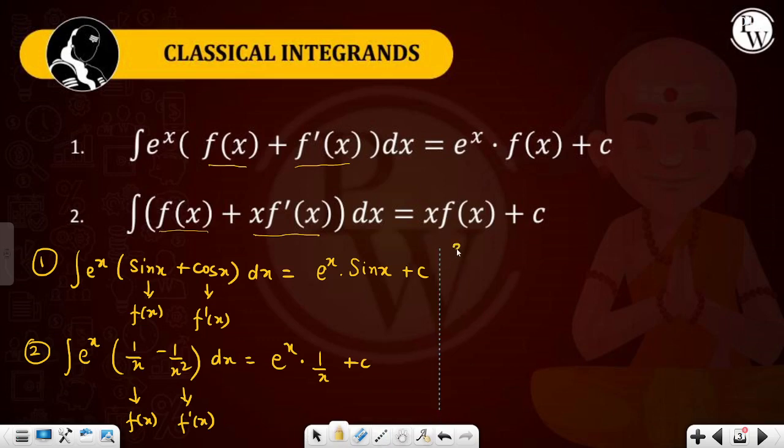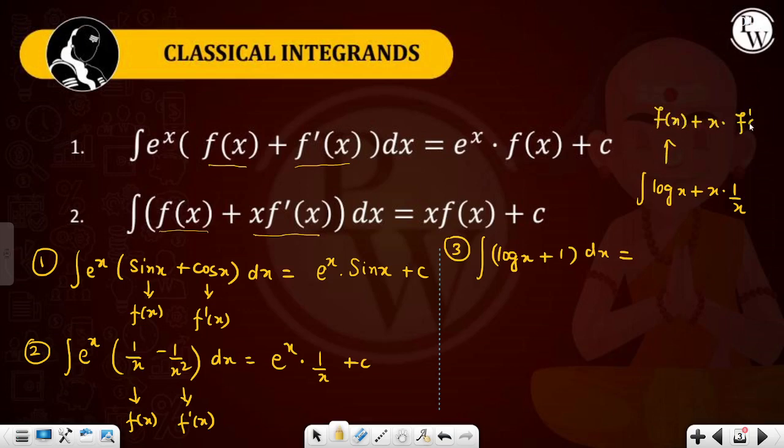Now take another illustration. Log x plus 1. Okay. We have to integrate it. How can we go? We can think of it as log x plus x into 1 by x. We can write 1 in this way. So now it is f of x plus x into f dash x. So what will be its integration? X into f of x. So x into f of x plus c.